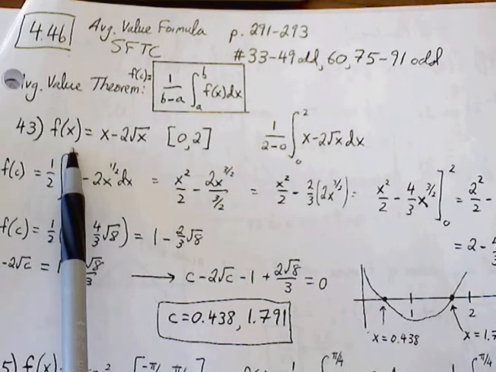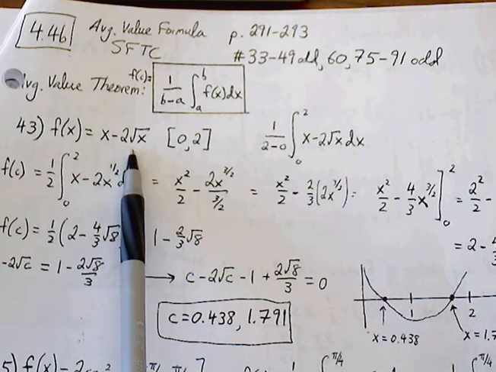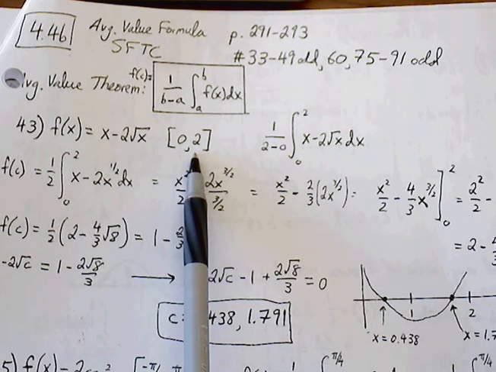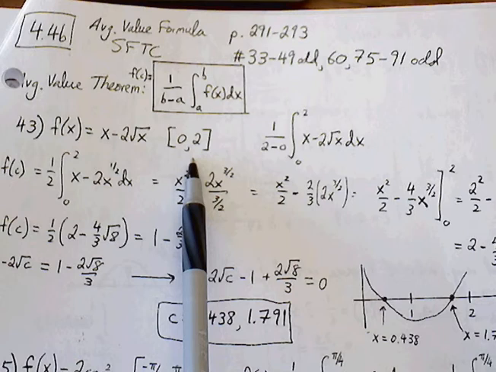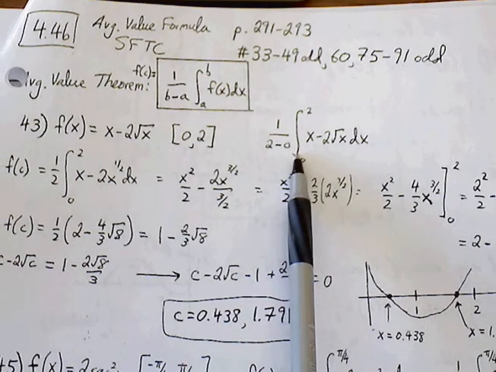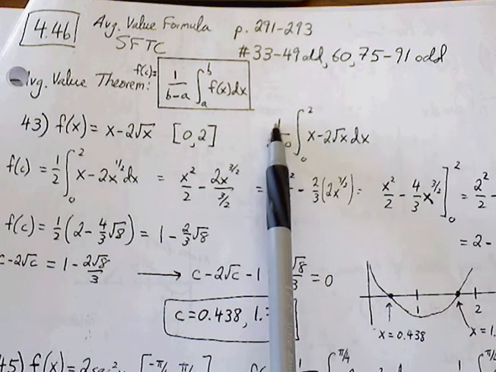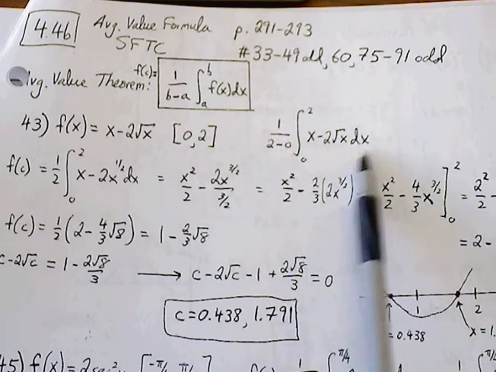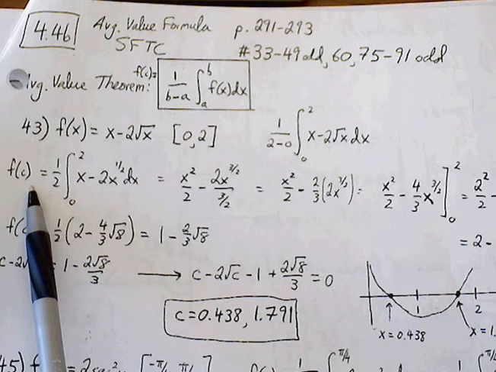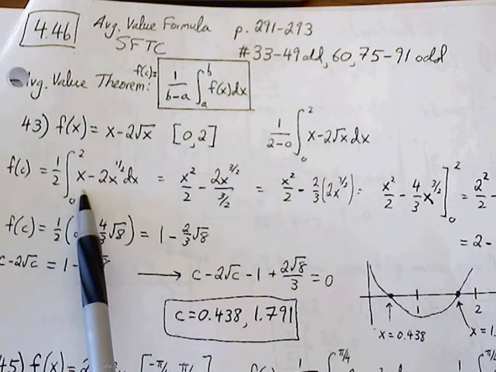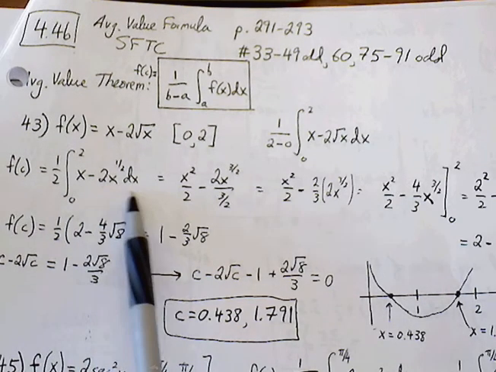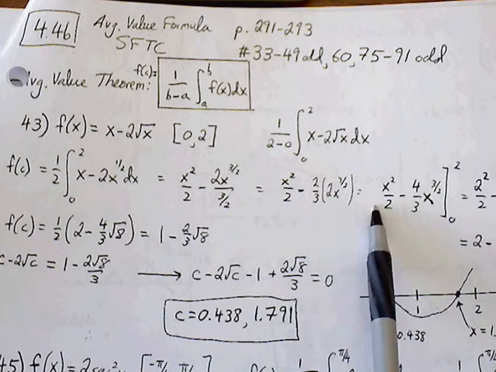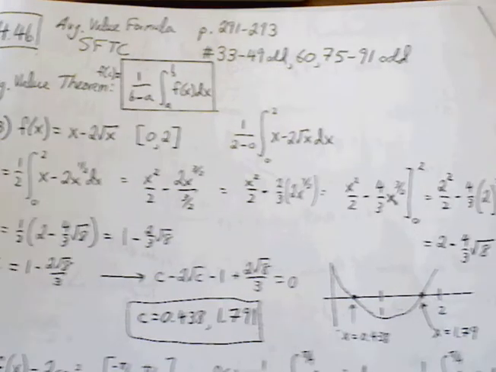Okay, so we start off with our function. We have lower and upper bound. So we're trying to find the average height, average value, plug into our formula. This represents 1 over width times the area is equal to the height. So we simplify x minus 2x to the 1/2, go through power rule, simplify, evaluate between your upper and lower bounds.